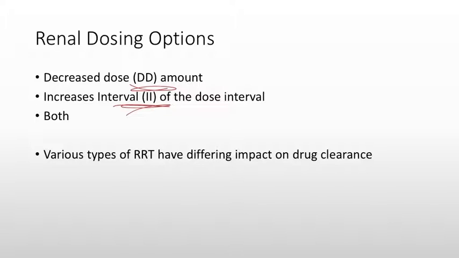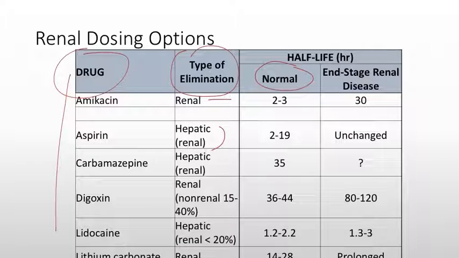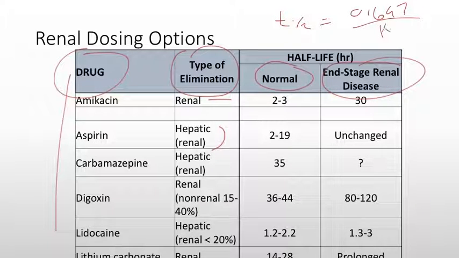This chart is adapted from Goldman-Cecil Internal Medicine, and so we've got the drug in this column, and we've got the type of elimination, whether it's renal, or hepatic and renal, and then we have the normal half-life of the drug, and then what the half-life is at end-stage renal disease. Now you remember that half-life, T 1/2, is equal to 0.693 over K, where K we can replace with clearance over volume of distribution.